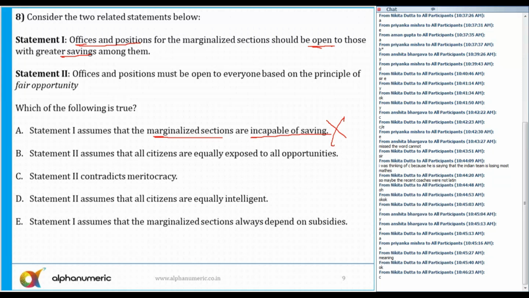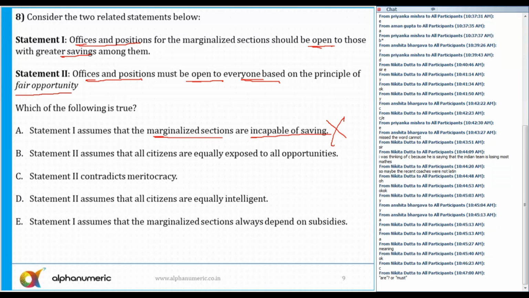Statement 2 assumes that all citizens are equally exposed to all opportunities. Yes, I think this is right. Because in statement 2, he's saying offices and positions must be open to everyone based on the principle of fair opportunity. It must be open to everyone means everybody is exposed to all the opportunities and anybody can come and join this office and position. So Nikita, these are actually talking about two different things. Over here, he's saying offices and positions must be open to everyone. So if he's saying that, that means everybody has access to these offices and positions.